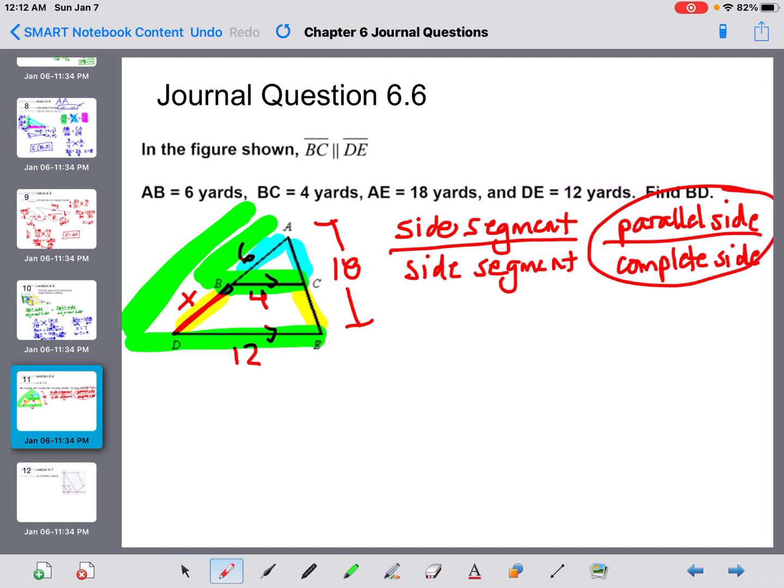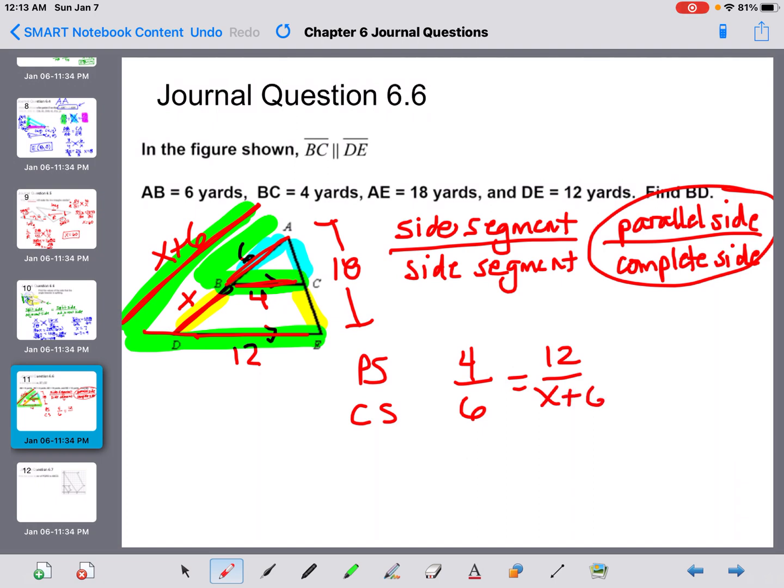I'm going to use the parallel side. Okay, so parallel side to complete side. So my first parallel side was 4 on the top, and its complete side on the left is 6. My other parallel side is 12, and its complete side, be really careful here, is this whole thing, which I'm going to need to add together, like X plus 6. So there's my complete side. Now I have my proportion set up, I'm ready to solve.